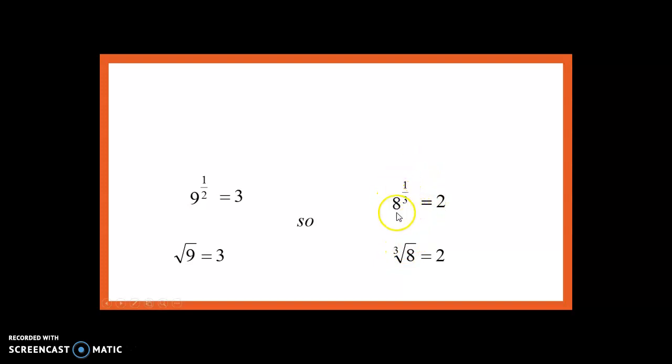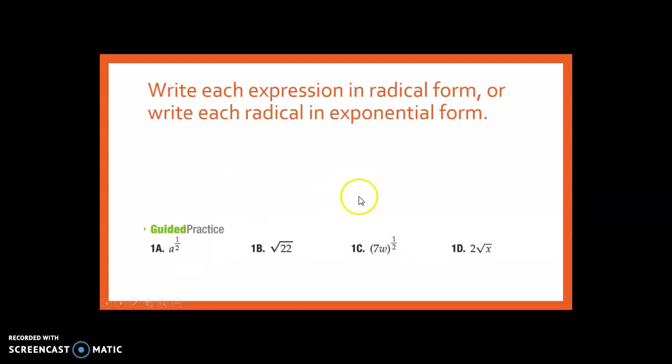And that's what they're going to ask you to do. They're going to say, take an expression like 8 to the 1 third and make it a radical expression, or vice versa, take the square root of 9 and turn it into an exponential expression, so 1 half. The square root is the same thing as 1 half, all right? So let's take a look at this in practice. So essentially, we want to take anything with an exponent and turn it into something with a radical, and then vice versa. Anything with a radical, we want to turn it into something with an exponent.